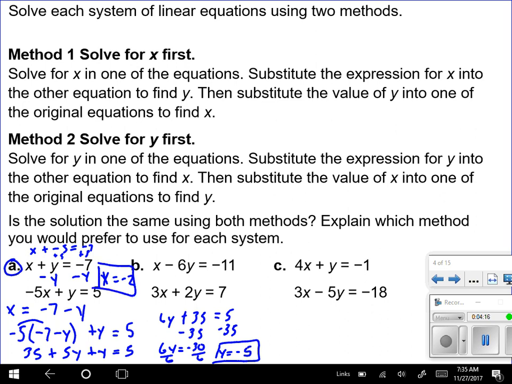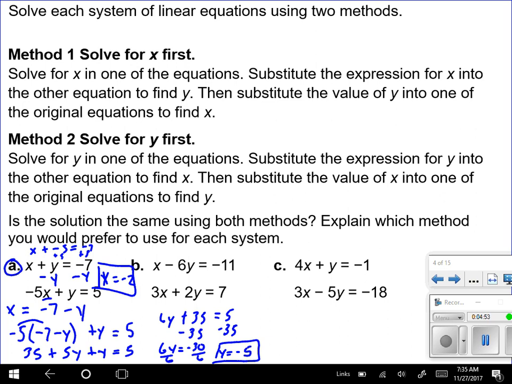So now I have my 2 pieces, and I can check to see if I did that correctly. If I plug in -2 and -5, -2 plus -5 gives me -7. And then if I check, -5 times -5 is 35. Plus, oops, I gotta use x here, my bad, sorry. -5 times -2 is 10, plus -5 is 5. So I know that I did that right. So that's the first method that I can use with this one.